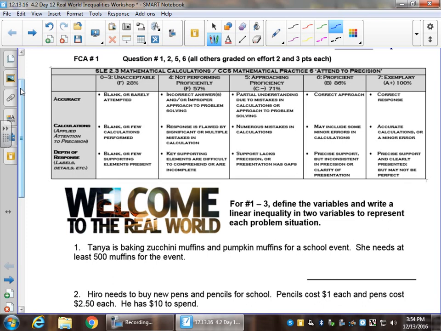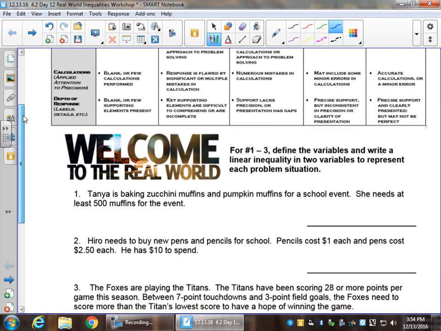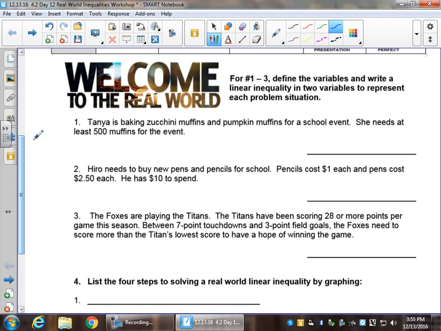So today's practice is really bringing all of the real world we've done so far with inequalities into one place for you to try one more time on your own before tomorrow's quiz. These first 3 questions just ask you for the setup. The directions say here for numbers 1 through 3, define the variables and write a linear inequality in 2 variables to represent each problem situation. So let's work on the first one.